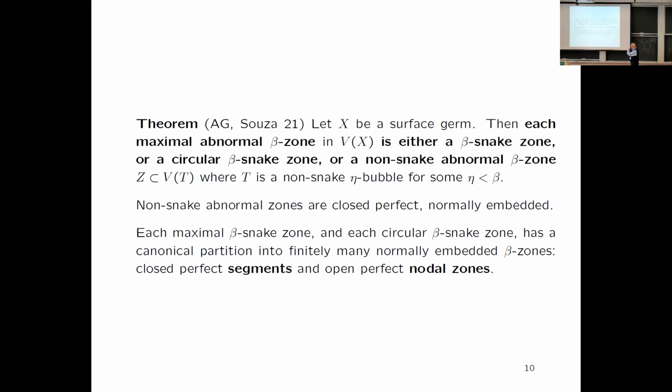And again, the important zones are perfect, like non-snake abnormal zones are closed perfect, and each maximal beta snake zone consists of a segment where nothing happens and nodes where the snake hits itself. And the nodes are also perfect zones, but they're open perfect. And segments are closed perfect.